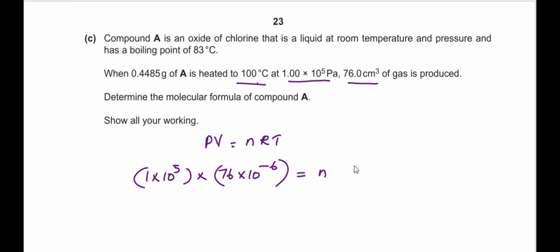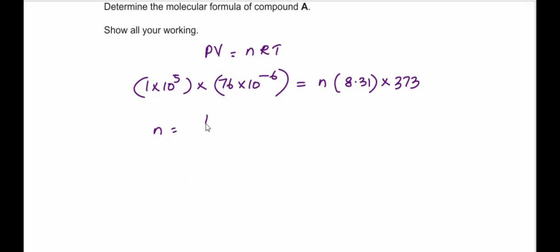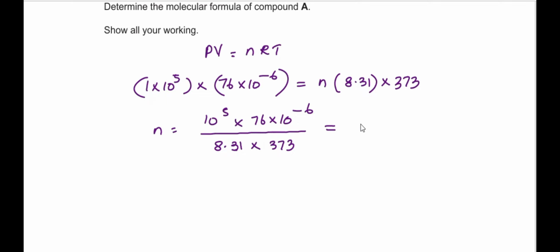R we know is the gas constant, which is 8.31 times temperature. We need to add 100 degrees to 273, therefore it is 373. That gives n equal to 10 to the power of 5 times 76 times 10 to the power of minus 6 divided by 8.31 times 373. That gives us 2.4519 times 10 to the power of minus 3 moles.